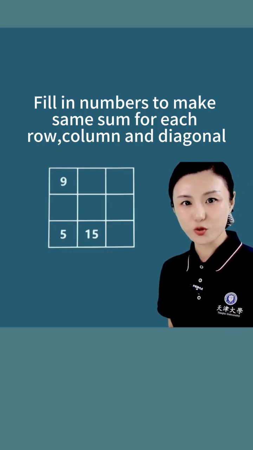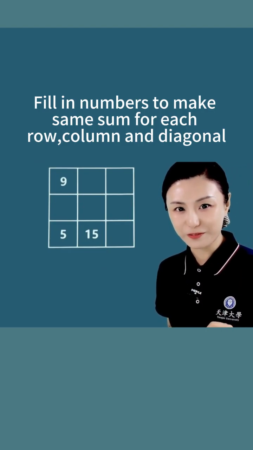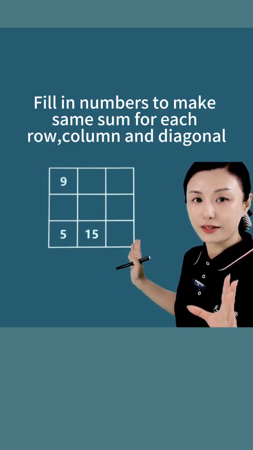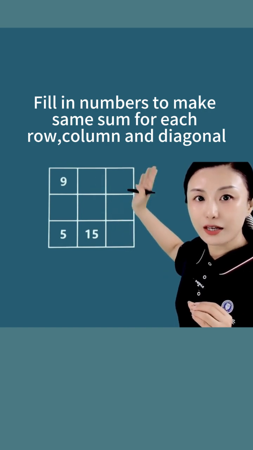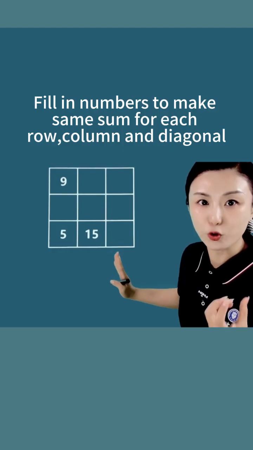So how do we solve this kind of problem? Actually, once we find the breakthrough point, we can solve it easily. How do we find the breakthrough point? Look, we need to realize that the sum of the three numbers in every row, every column, and every diagonal is the same. So there are common numbers involved.